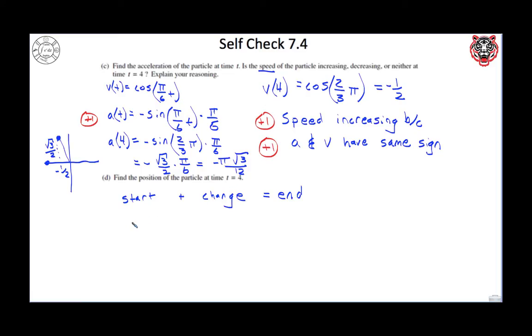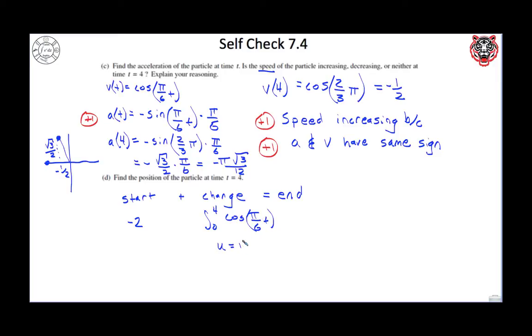I did that totally wrong. And then what is the change? The change is going to be the integral between 0 and 4 of our velocity function. Our velocity function is cosine of pi over 6t. Okay, we need to actually find this integral. So if I do the derivative of the inner, that's not 1. That means I'm using taxman.